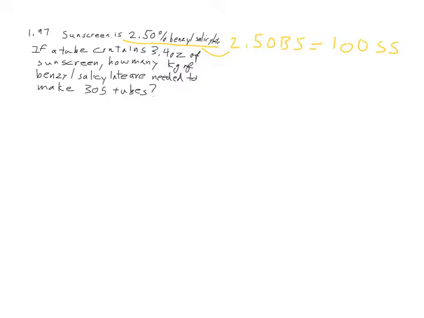Then, this one is hidden. A tube contains 3.40 ounces of sunscreen. So I have a relationship there that tells me one tube equals 3.40 ounces of sunscreen. That leaves me only one number to start my line with. That's not a unit conversion. So that's what I'm going to do. I'm going to start my line with that 305 tubes.